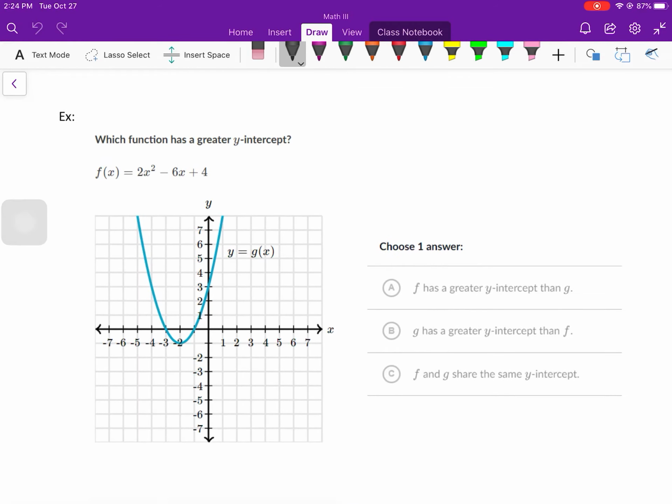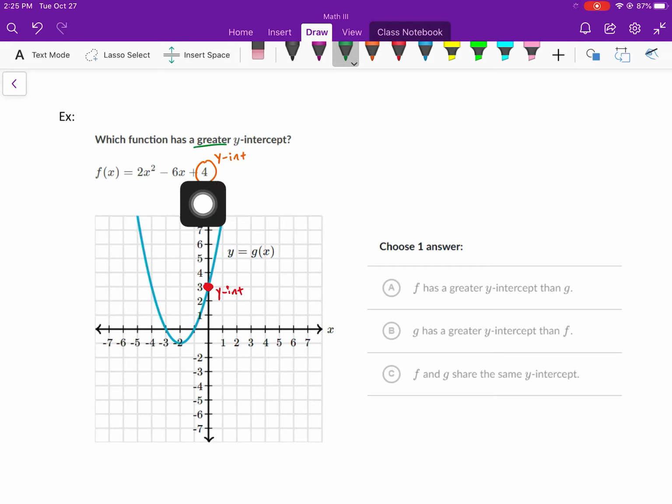So let's take a look at this. They're giving us two functions. Which one has the greater y-intercept? Well, if we look at the standard form, we could see the y-intercept is 4. And if we look at the graph, this y-intercept is 3. So which one is greater? And this is a Common Core problem, the typical thing you'll see on the CAASPP. Very simple problem, right? So just be careful.